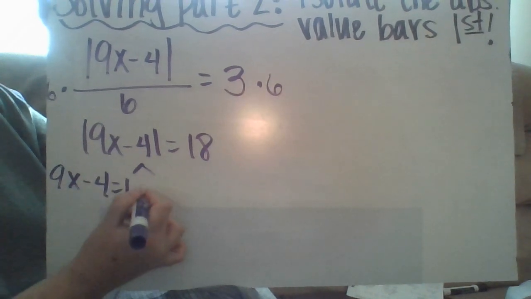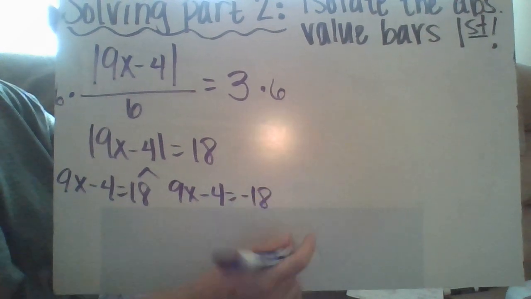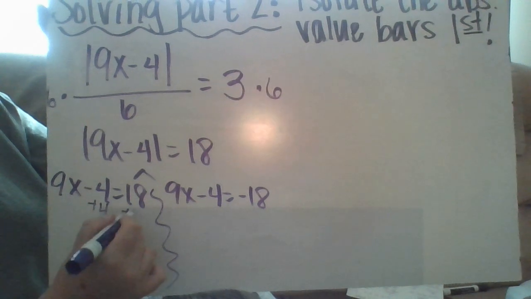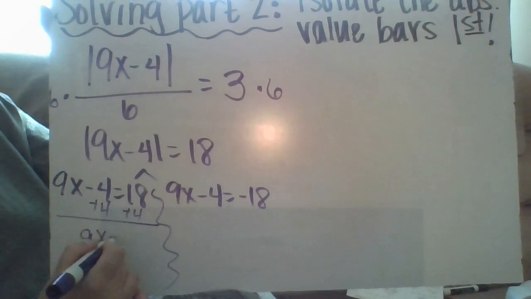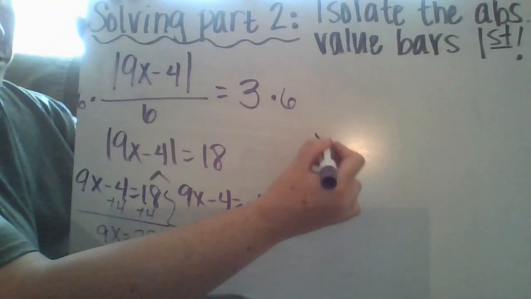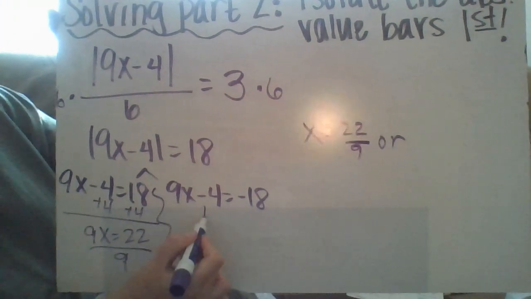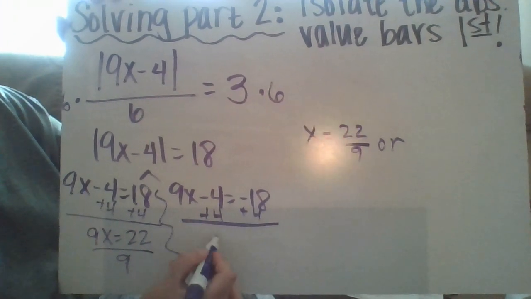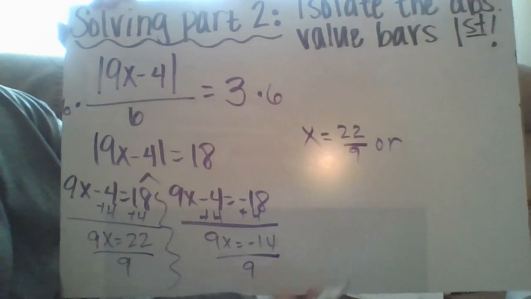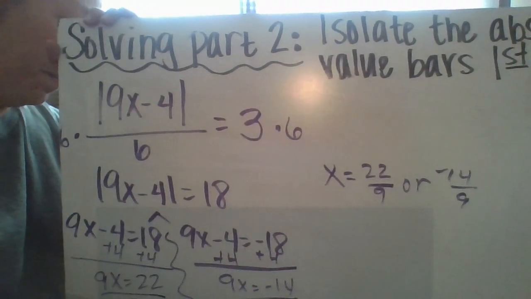9x minus 4 equals 18, like traveling to the right, and 9x minus 4 equals negative 18, like traveling to the left, and then solve each of them. I'm going to add 4 to both sides, so 9x equals 22. Divide it by 9. I don't think that can be reduced, so I'm going to say x equals 22 over 9. Or, on this other one, add 4 to both sides. 9x equals negative 14. Divide by 9. We can say x also equals negative 14 over 9.